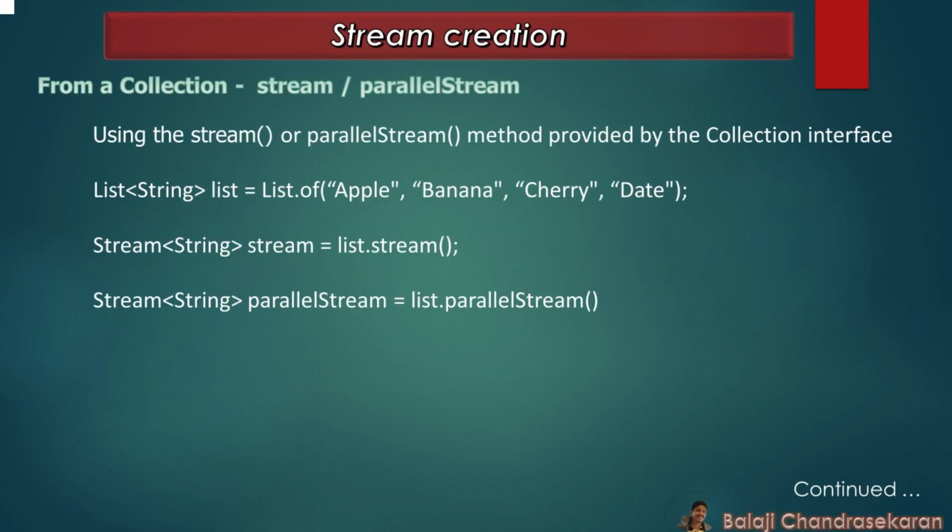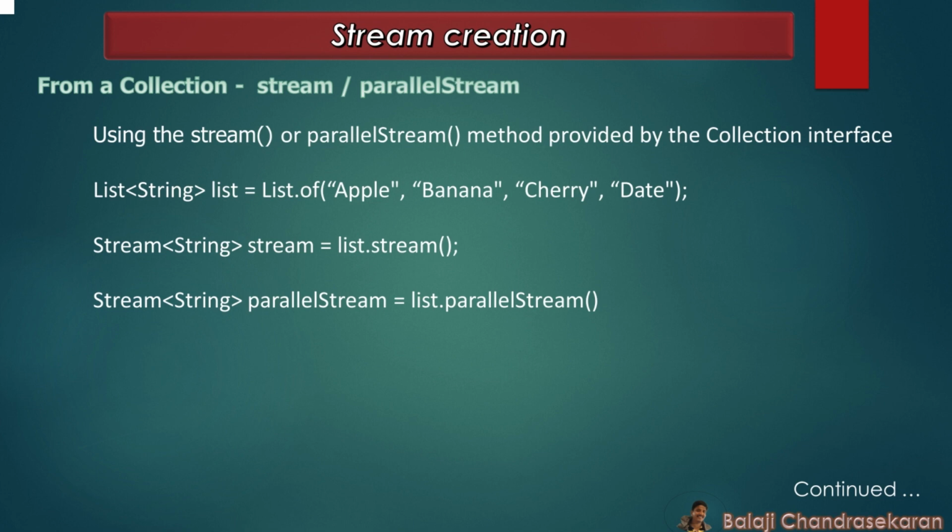You can create a stream from a collection using the stream method provided by the Collection interface. This method converts the collection into a sequential stream, allowing you to perform various stream operations on its elements. This creates a sequential stream which processes the elements of the collection in the order they appear in the collection.